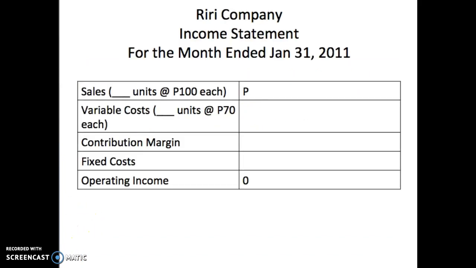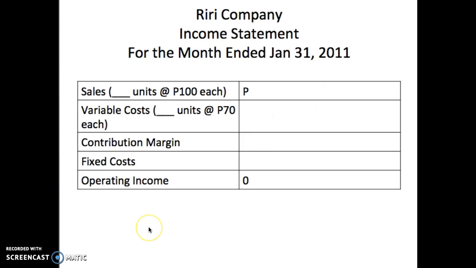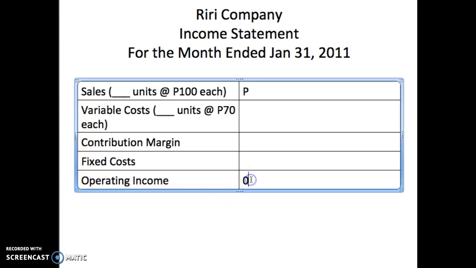Okay, to show you how we will solve for the questions in this slide, the break-even point in units and the break-even point in pesos, I will present to you the income statement of Riri Company for the month ended January 31, 2011. So what I did here was to put in the accounts for this income statement. So we have sales, variable costs, contribution margin, fixed costs, and operating income. Since we are looking at break-even point, I set the operating income at 0.